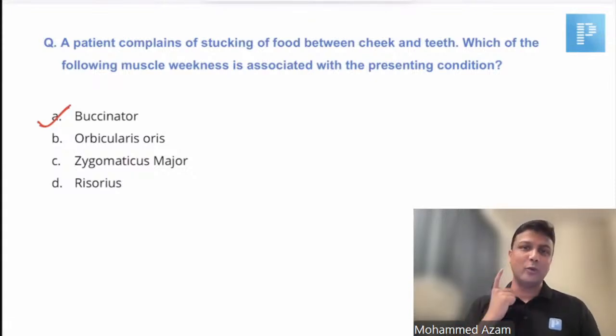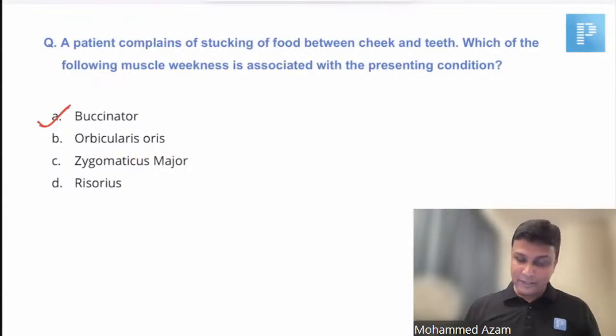And while removing that, which muscle is going to help you? Buccinator. Practically in the classes, I have shown them, yes, we are going to put our tongue over there, something like this, and then remove the food from there. So that is why the buccinator muscle is referred to as the accessory muscle of mastication. So it's very simple to answer here. If the food is stuck there, which muscle weakness is there? That is nothing but the buccinator muscle.